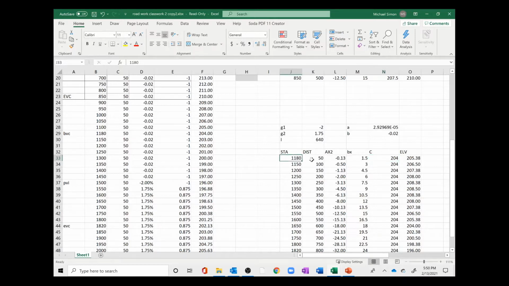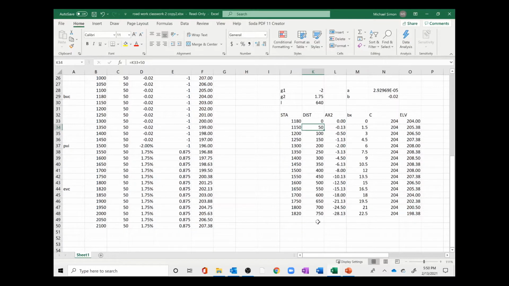So, okay, we're missing the first distance is not 50 feet. It's equal to that station minus beginning of curve. Again, F4 to make dollar signs there. 50, 100 all the way through. And you did this by adding 50 to each of them. Now, we've got to be careful doing that because two things. One, we have the length of curve there at 640. I think that's what we originally gave you was 640.